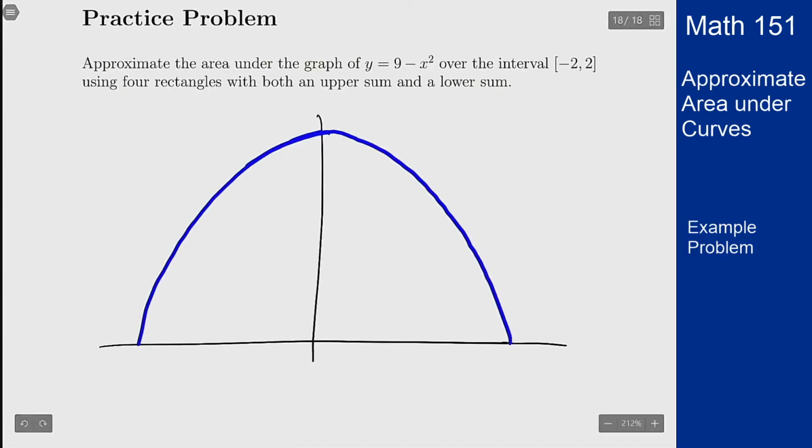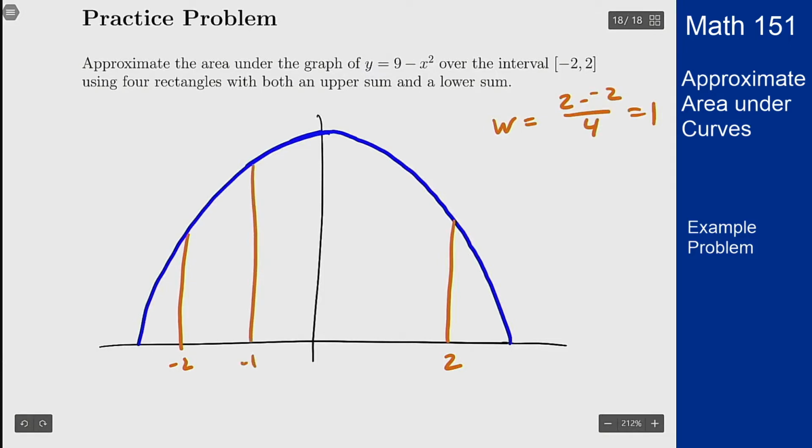If we want to go from minus 2 to 2, that's going to mean we have to cut the area off here at minus 2 and here at plus 2. So that's inside what we want to find the area of. If we're going to use 4 rectangles, we're going to have a width 1 rectangle at each spot, because the width should be (2 minus negative 2) over 4, which is 1. So we'll have another line here at minus 1, the axis at 0, and the line at plus 1.